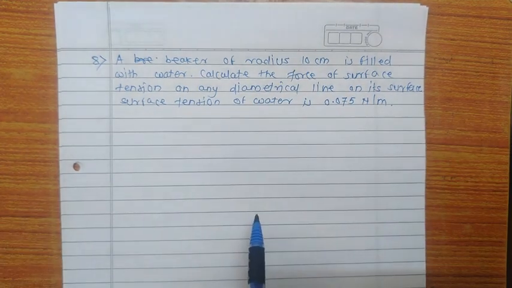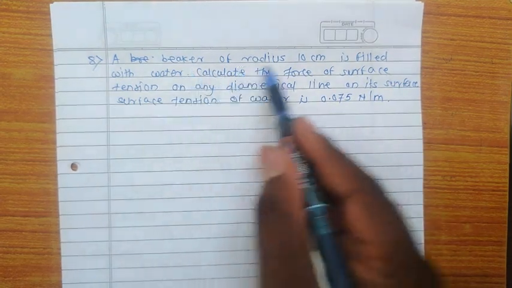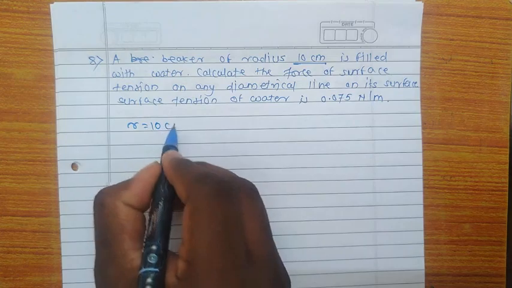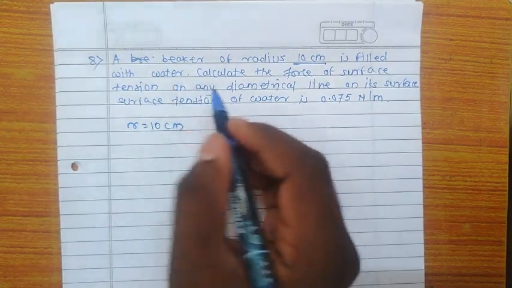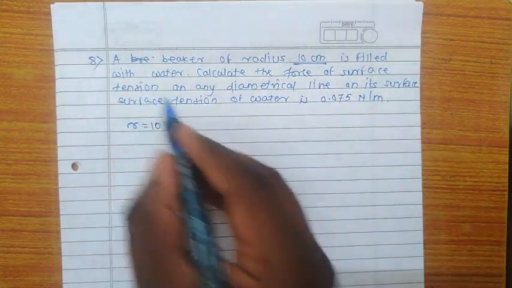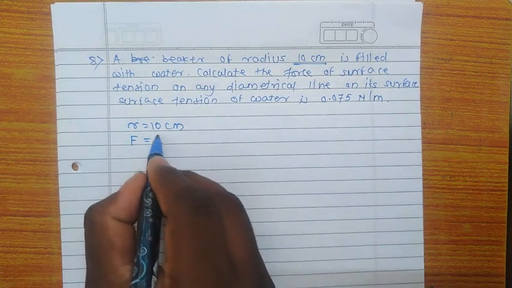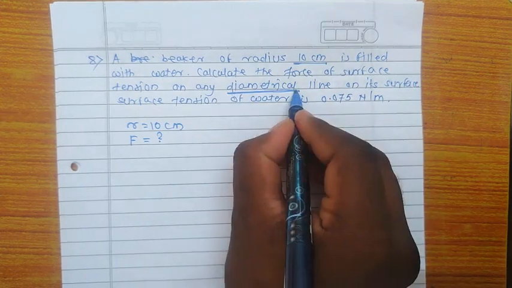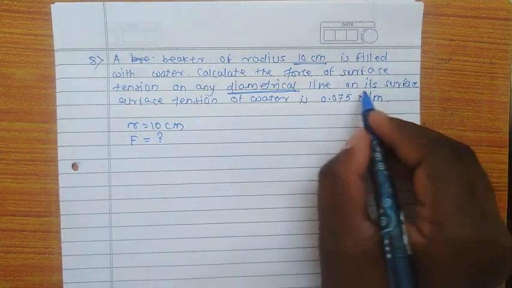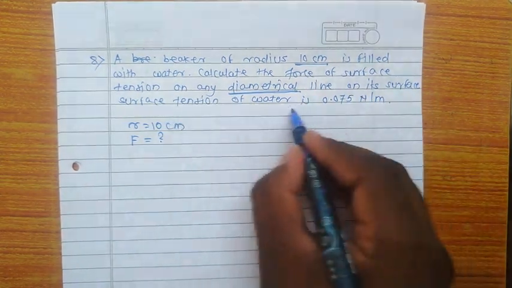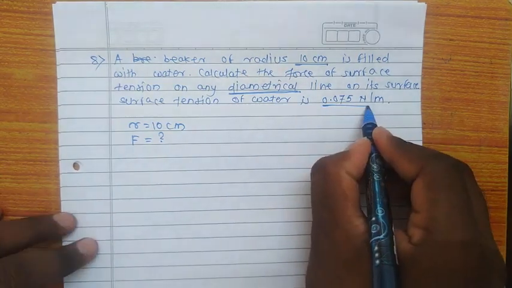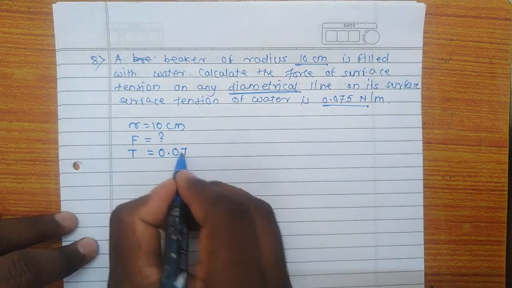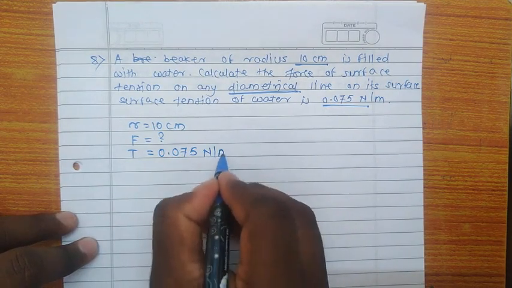The next question is, a beaker of radius 10 centimeter is filled with water. Calculate the force of surface tension. So force of surface tension F is equal to question mark, on any diametrical line on its surface. The surface tension of the water is 0.075 Newton per meter. So surface tension T is equal to 0.075 Newton per meter.